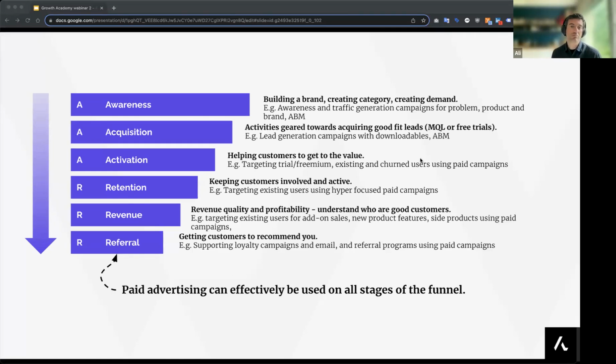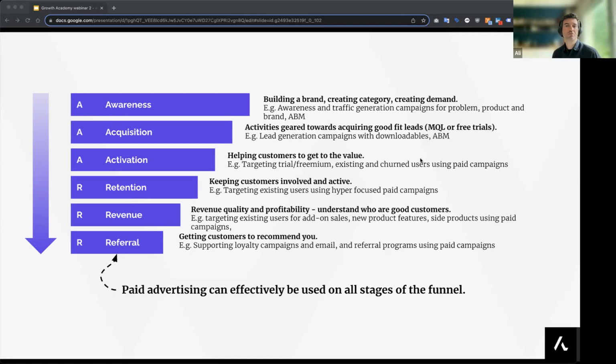If we look at acquisition, maybe where the advertising is most used these days, it will help you with lead generation campaigns using downloadables. You can still use it for account-based targeting. Activation, this is basically where customers are finding the value you create for them. This is where they are not needing your help anymore, and where they can start navigating on your product by themselves. And here we can target your free trial members, freemium members, your existing customers, even your churn customers using paid advertising.